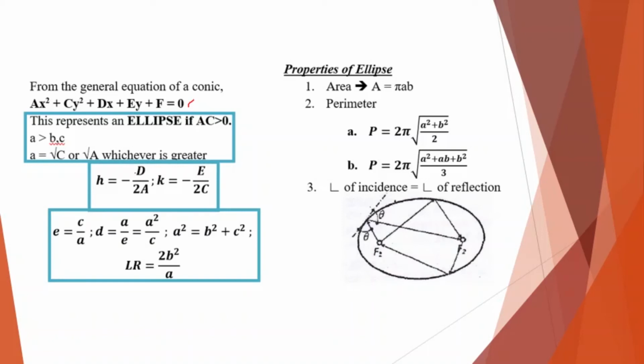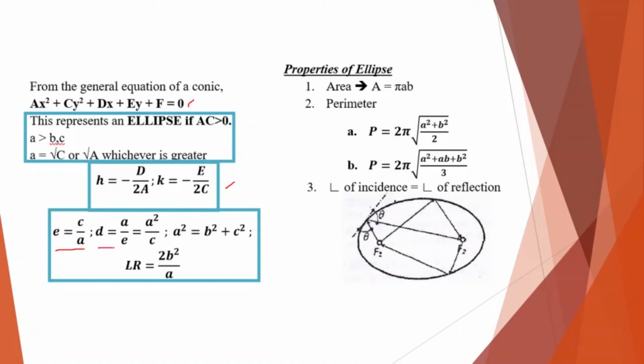Okay, so the same with the circle, guys. We have this formula so that we could directly get the center of our ellipse. So if given the general equation, we have h is equal to negative d over 2a, so that is the x coordinate of our center. Then k is equal to negative e over 2c. If we use this formula, then we could also directly get the value of our eccentricity, which is equal to c over a.